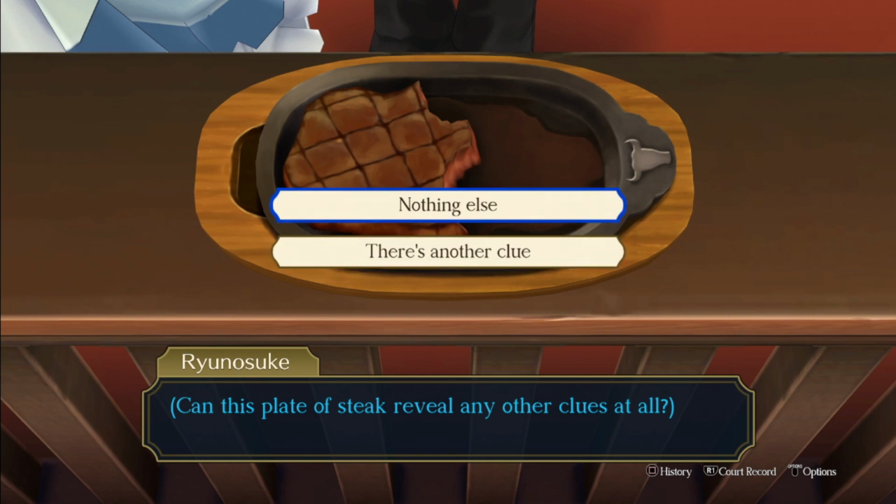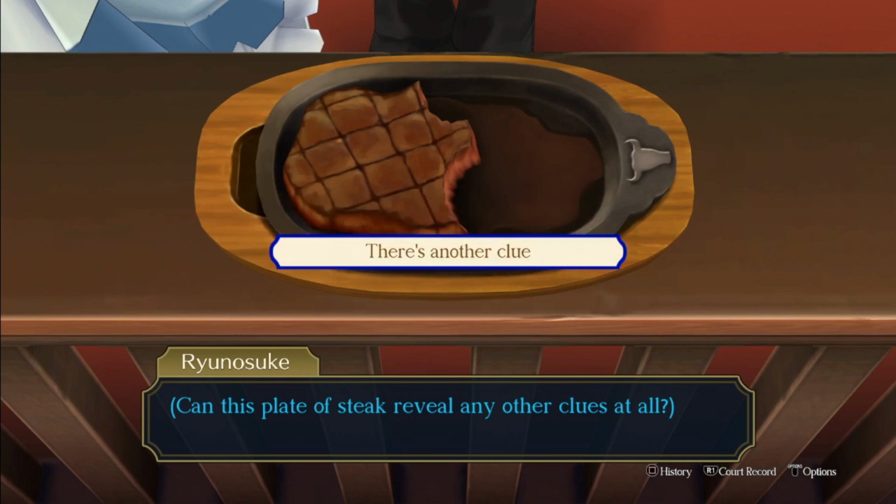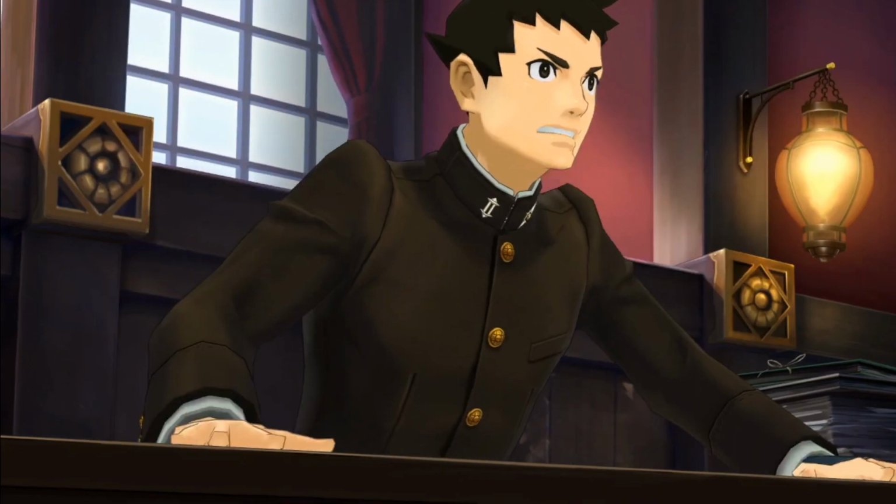And why would they just hit you with this, with a blue statement? Usually the statements are green, so you know an answer choice is coming up, so you don't misclick. But no, this time around they didn't do that. There's another clue. Yes, there is. So let's just click that.